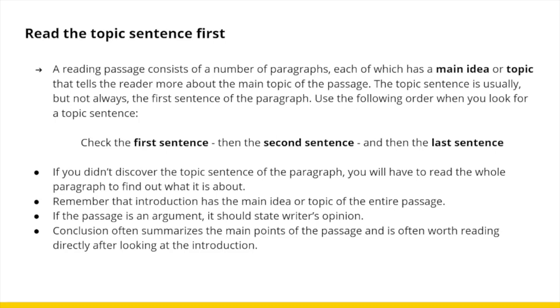And now we are going to discuss how to read and identify the topic sentence first. A reading passage consists of a number of paragraphs, each of which has a main idea or topic that tells the reader more about the main topic of the passage. The topic sentence is usually, but not always, the first sentence of the paragraph. You can try to use the following order when you look for a topic sentence. First, you can check the first sentence, then the second sentence, and then the last sentence.